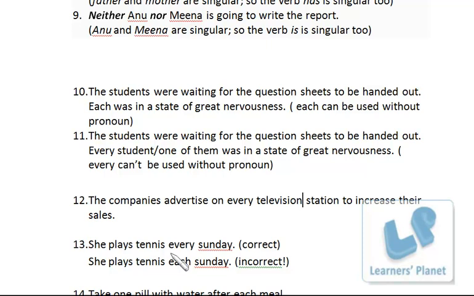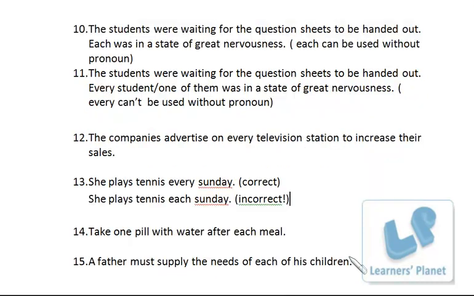She plays tennis every Sunday, right? Every Sunday, because so many Sundays are there in our lifetime, right? And it is her habit of playing tennis. That's why we are using every. That means every Sunday, every week, every month, every year, right? We use it this way. We do not say each Sunday, each year, right? When we are habitual of doing something.